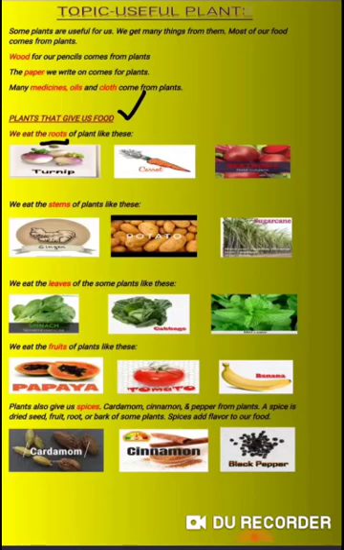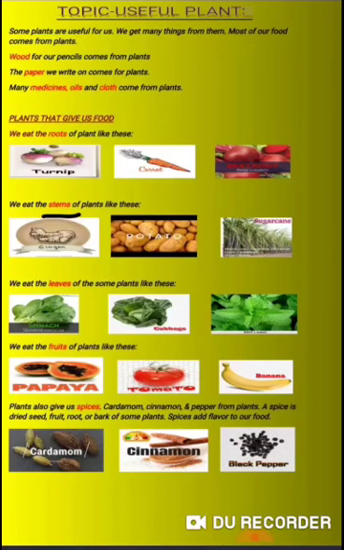This one is root. Okay, here some root images are given. You can see the first is turnip, the carrot and the beetroot. Turnip means shalgam. Carrot, gajar, beetroot, cucumber. Okay, these are the roots. We eat the roots of plants like this.